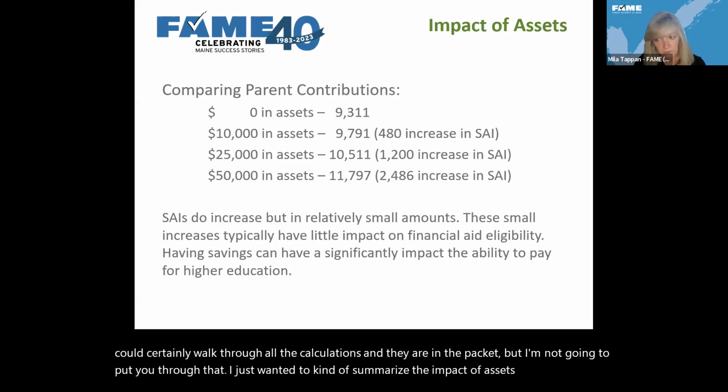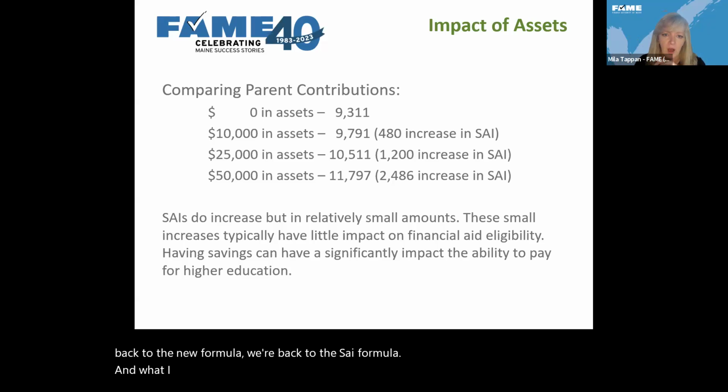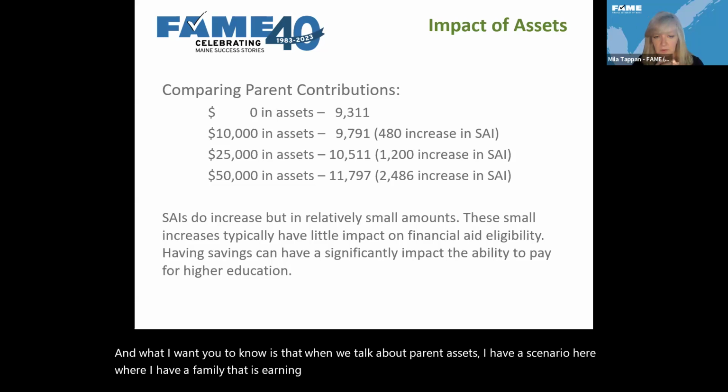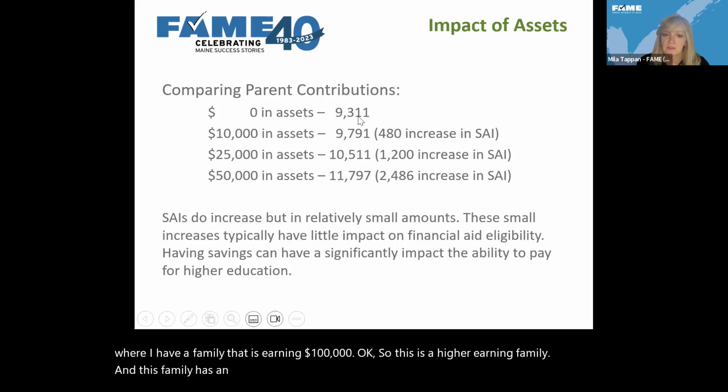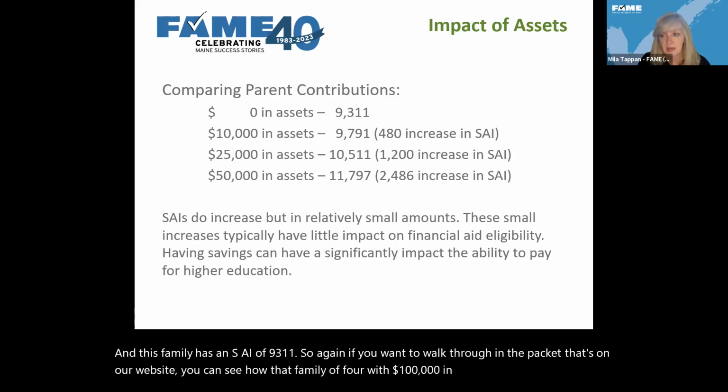So we're back to the new SAI formula. And what I want you to know is that when we talk about parent assets, I have a scenario here where I have a family that is earning $100,000. So this is a higher earning family, and this family has an SAI of 9,311. If you want to walk through it in the packet that's on our website, you can see how that family of 4 with $100,000 in earnings has an SAI of $9,311 when they have no assets.